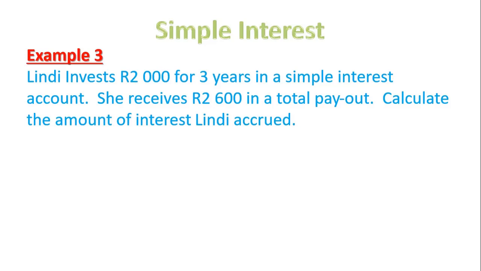So she got a total payout of 2,600. Then we subtract how much she started with, which is 2,000. Now again, if we do that in our head or in our calculator, we hopefully get 600. So if Lindy invests 2,000 and gets 2,600 Rand back, the amount of interest she's earned is 600 Rand. I hope that makes sense.